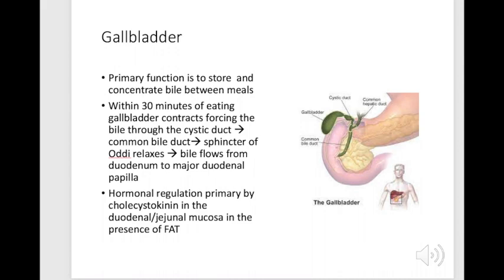Moving on to the gallbladder. Its primary function is to store and concentrate bile between meals. Within 30 minutes of eating, the gallbladder contracts, forcing the bile through the cystic duct and common bile duct. The sphincter of Oddi relaxes, and the bile flows into the duodenum at the major duodenal papilla. Hormonal regulation is primarily by cholecystokinin from the duodenal and jejunal mucosa in the presence of fat. The gallbladder is a sac-like organ that lies inferior to the internal surface of the liver.